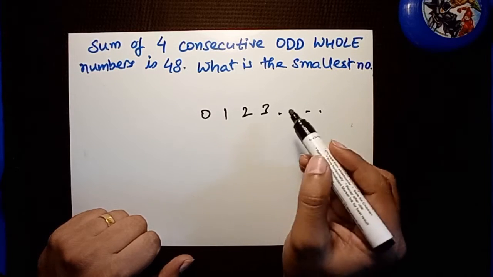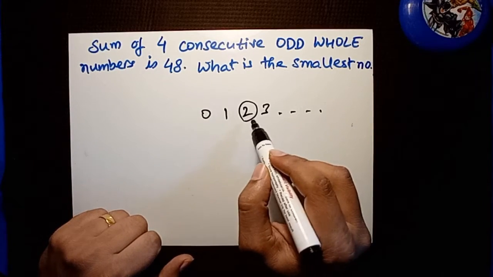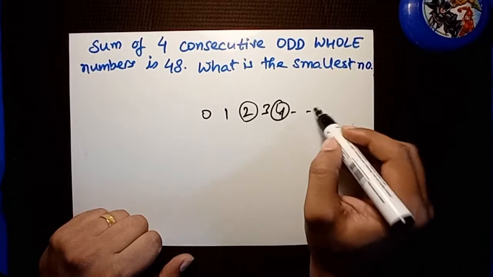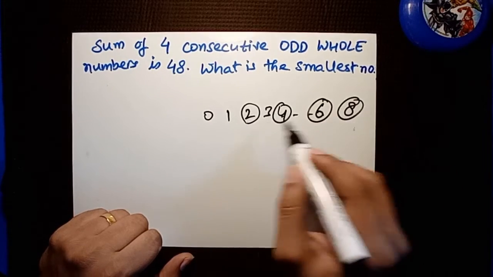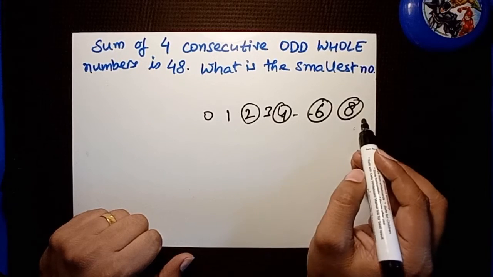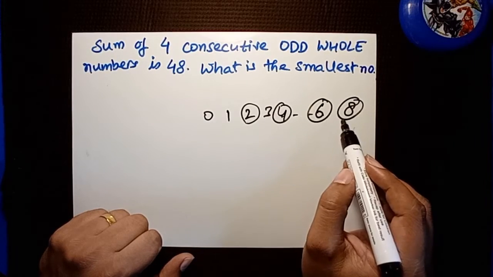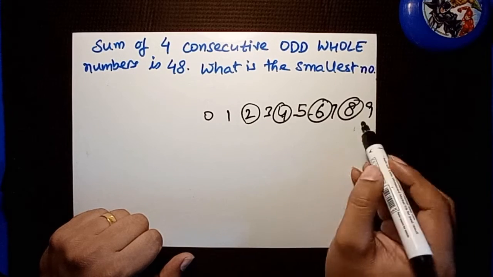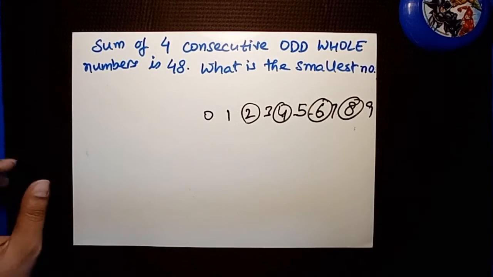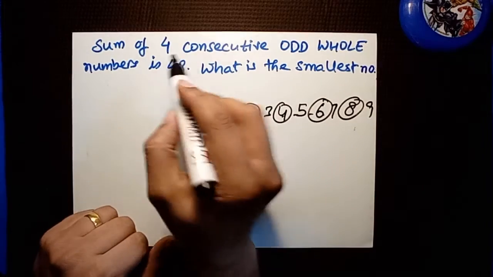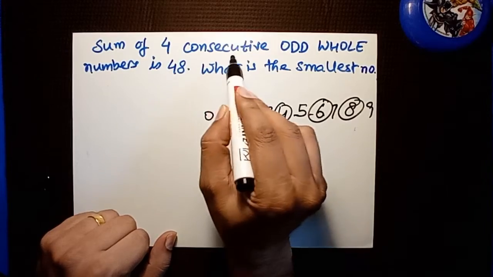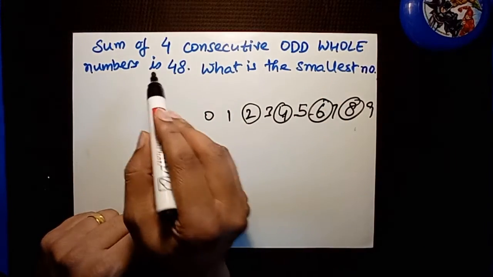Even numbers are those that are divisible by 2, so multiples of 2 in other words. So 2, 4, 6, 8. The circled ones are all even numbers. Whatever is left are odd numbers. So 3, 5, 7, 9. These are odd numbers.